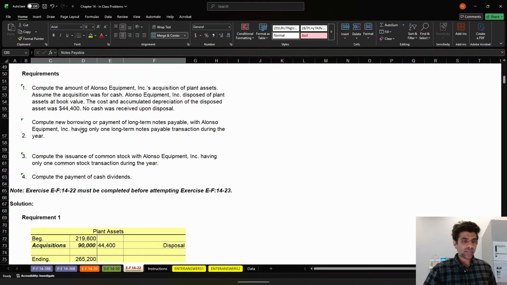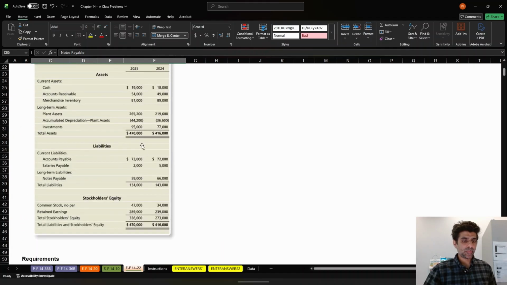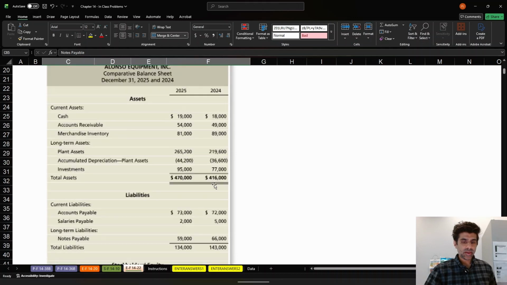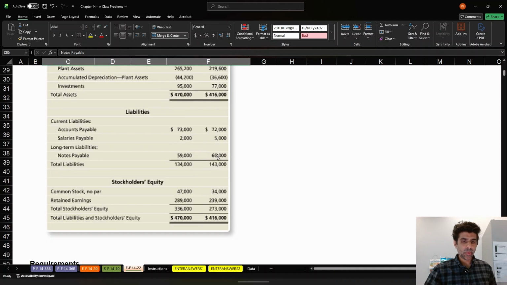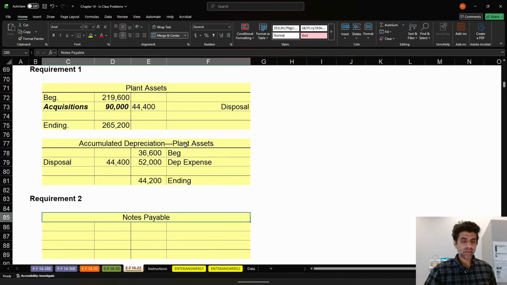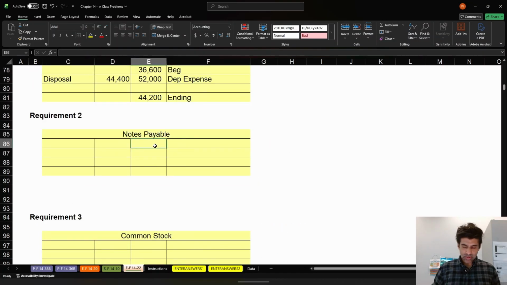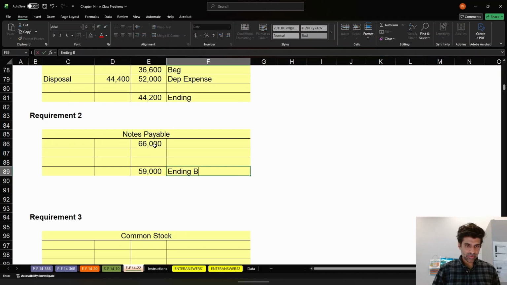Notes payable, it's telling us that there's only one transaction during the period. Okay, having only one long-term notes payable transaction. That's what it says. So if we simply look at our comparative balance sheet here, we can see that the notes payable went down. Okay, so we have the beginning balance, which is the 66,000, and then the ending balance, which is 59,000. So we basically have 66,000, 59,000. This is our ending balance. This is our beginning balance.